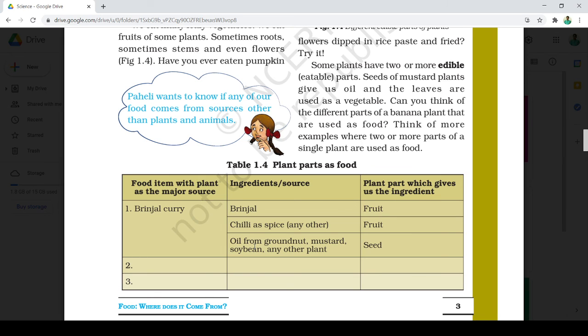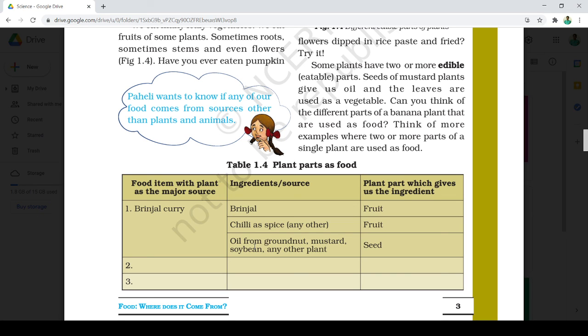So we have a small question. Pahili wants to know if any of our food comes from sources other than plants and animals. Didn't we get to? Yes. We have water which comes from high hills and mountains. Salt from oceans, right?